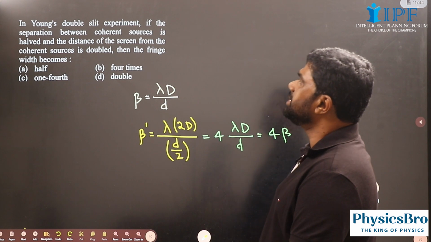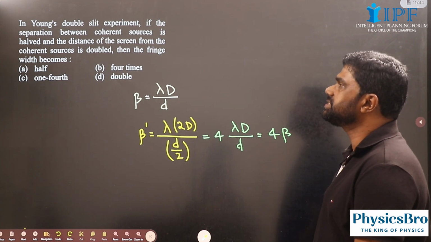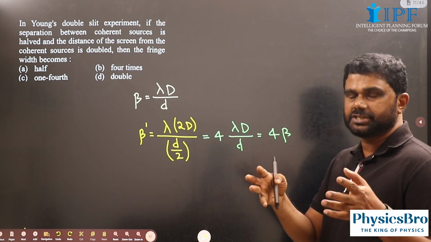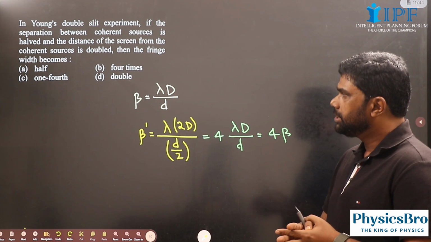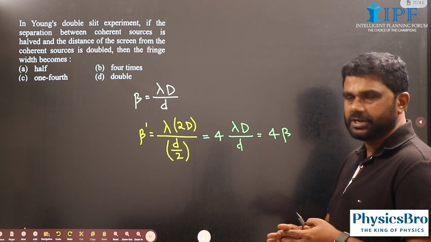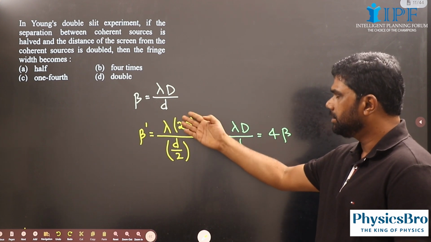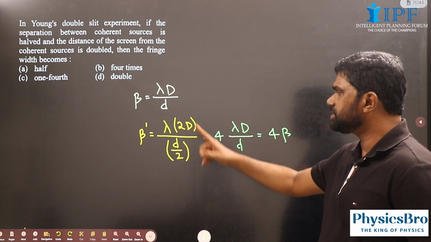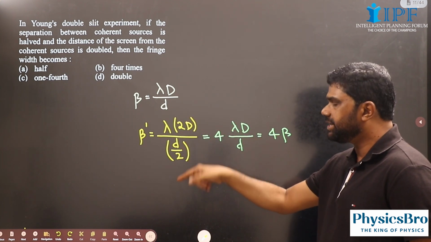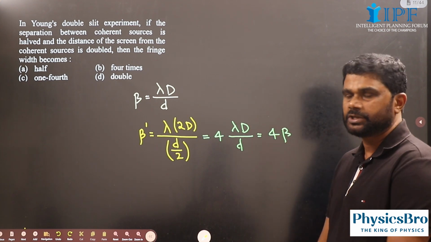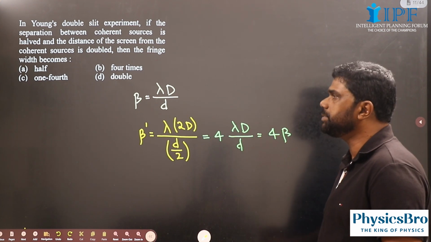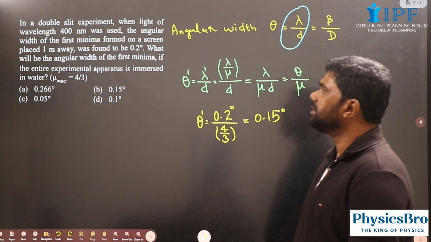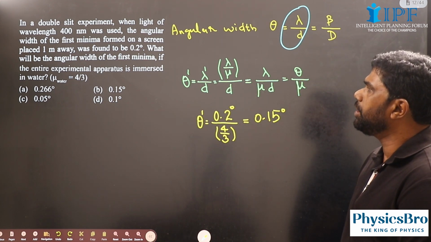Okay. In Young's double slit experiment, if the separation between coherent sources is halved and the distance of the screen from the coherent sources is doubled, okay, this is a common question you can expect in the future also. So that is beta equals lambda capital D by small d. Beta dash means, this separation of the screen from the double slit is doubled. Okay, D is to be replaced by 2D and small d is to be replaced by d by 2 because separation of the slits is reduced to half. So we will get 4 lambda D by d, or 4 times beta. Okay, so 4 times.